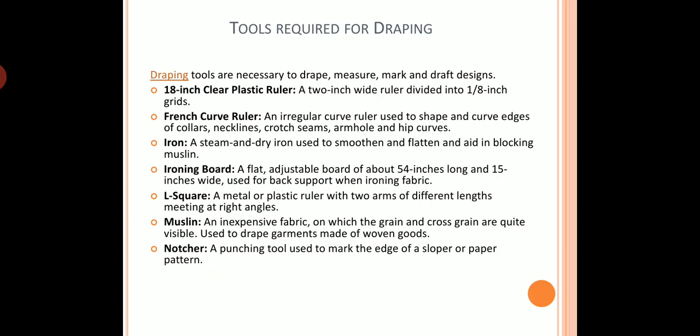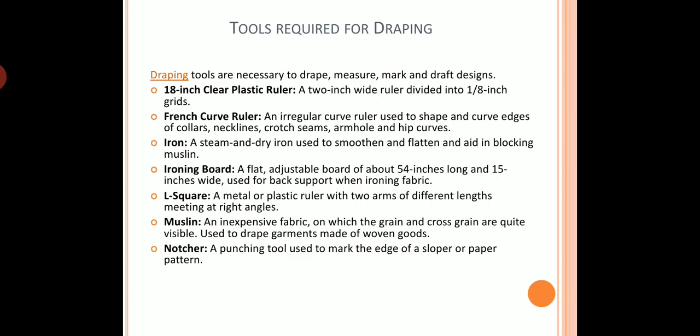Then ironing board. An ironing board is necessary with an iron. So it is a board on which we keep our fabric and iron the fabric. And then an L square. You all know about an L square. See, most of the tools are the same, but we are discussing what we can use during draping. So it is a metal shaped ruler, might be of wood also. Generally the longer arm is of 24 inches and the shorter arm is of 14 inches.